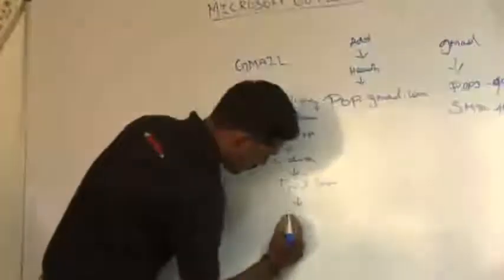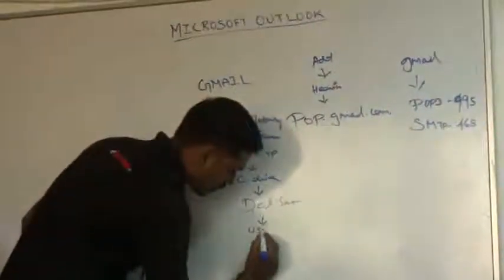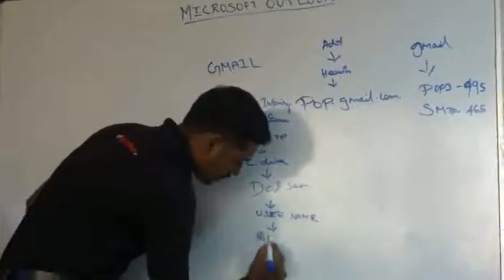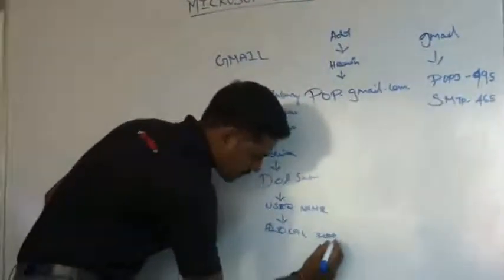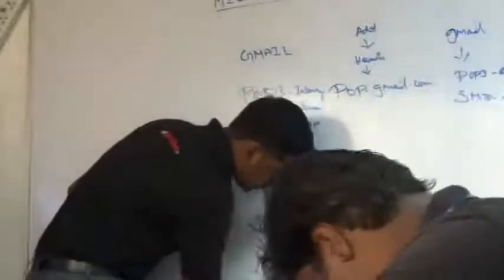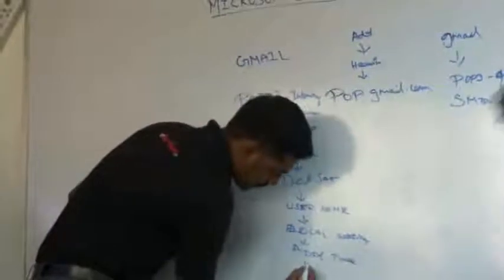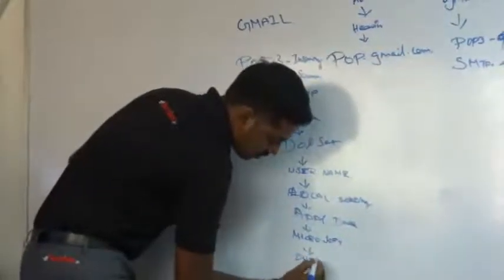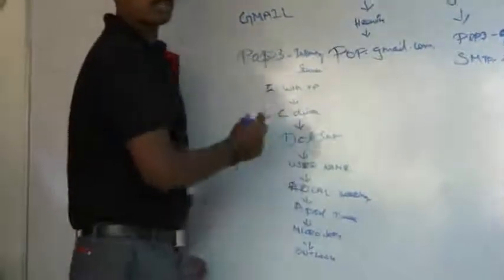For PST, the default location in Windows XP is Documents and Settings, then the username, then Local Settings, then Application Data, then the folder Microsoft, then Outlook. In XP, this is the default location.